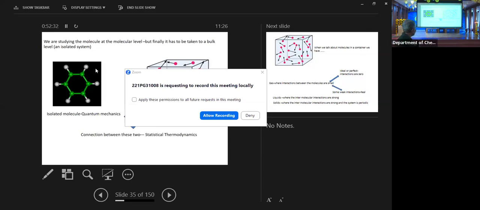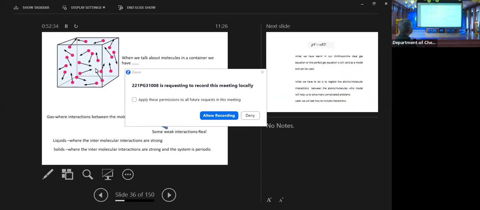When we neglect the interactions between the molecules, that is what we call the ideal gas situation. PV equals RT, no interactions. So we neglect the interactions. If I have 6.023 times 10 to the power of 23 molecules, the energy of one molecule multiplied by that will give me the total energy of the system in kilocalories per mole.